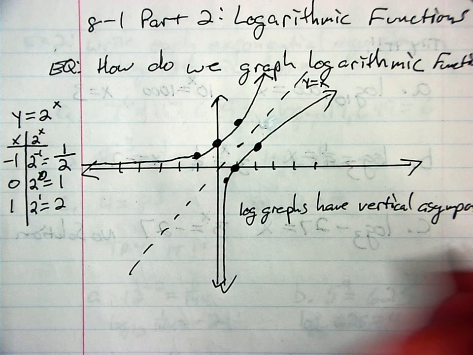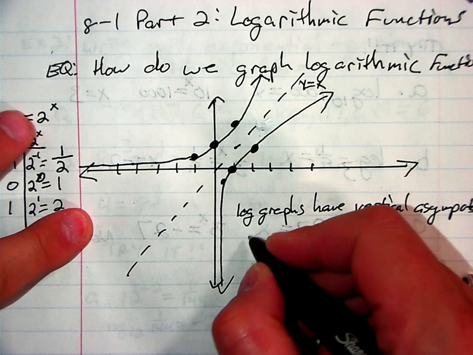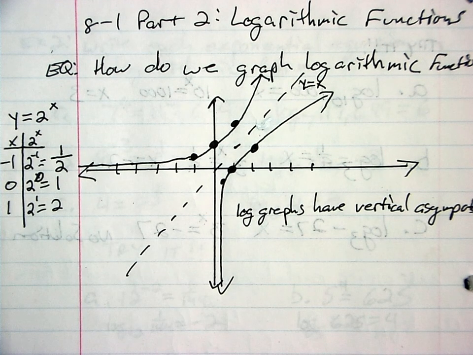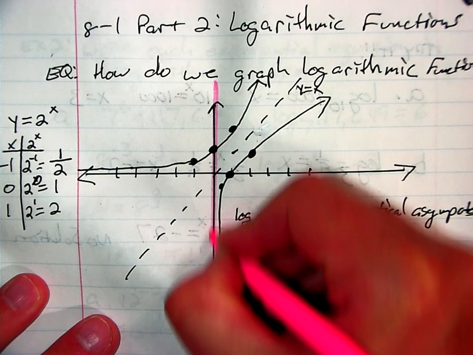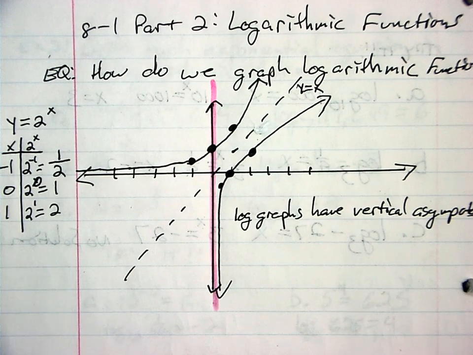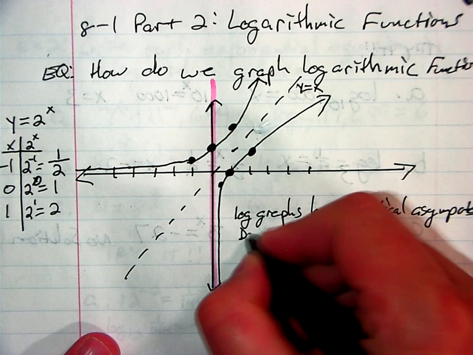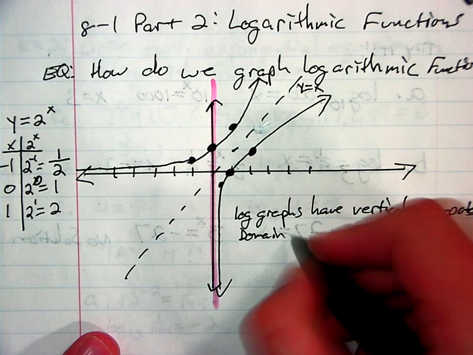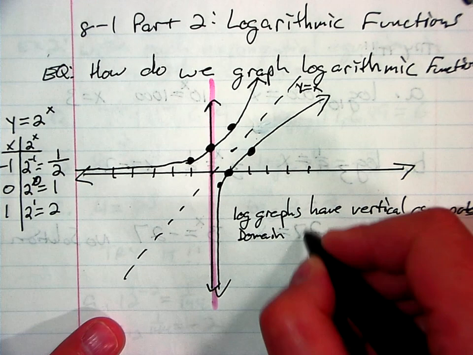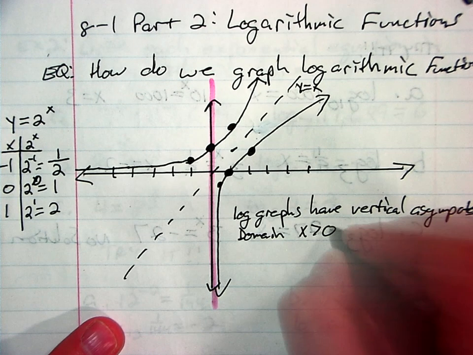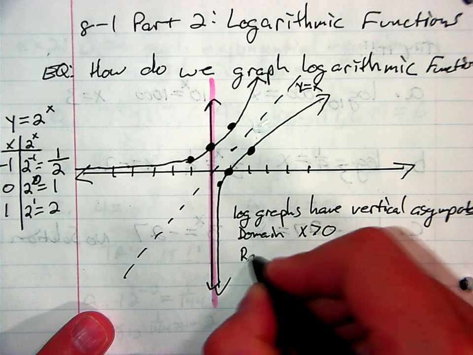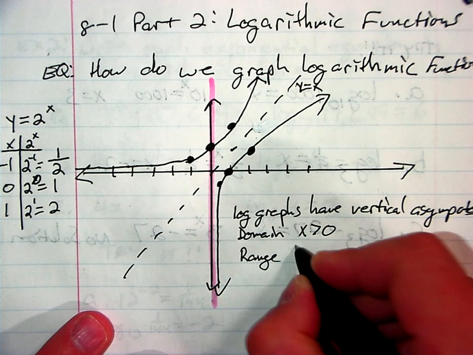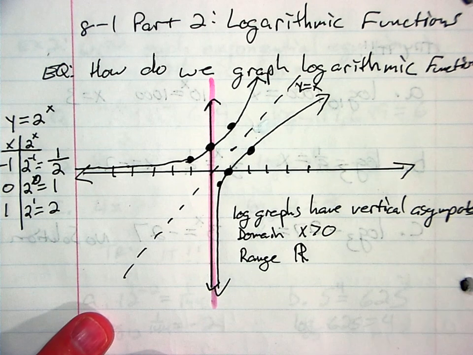Some other things we need to know about these graphs. Since our asymptote is now vertical, our domain is x is greater than 0. Does that mean the range will be all real numbers? Our range will be all real numbers. Good job.